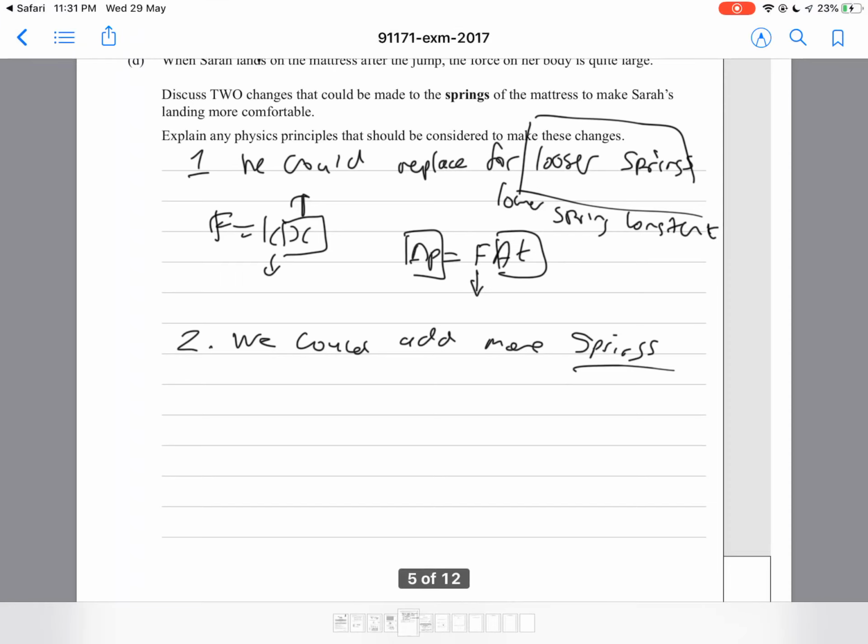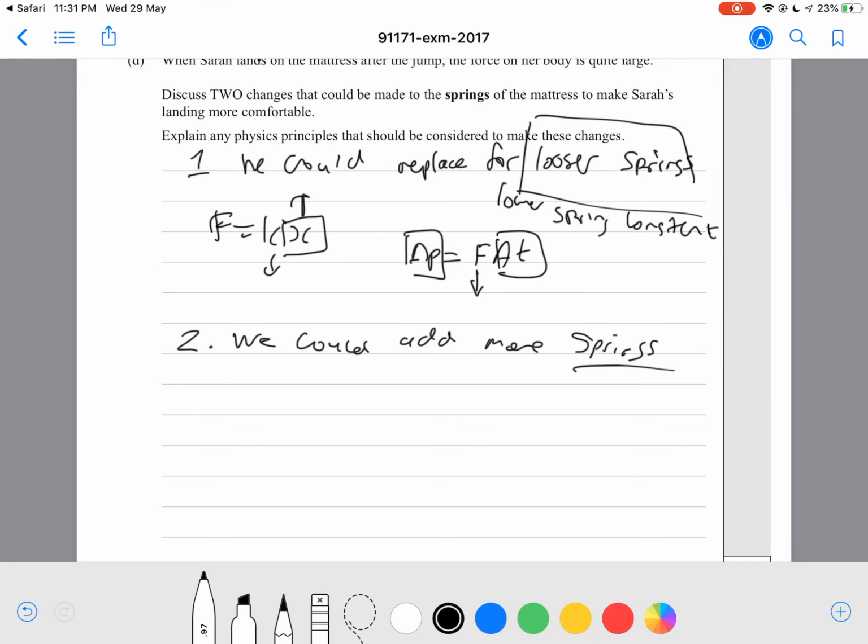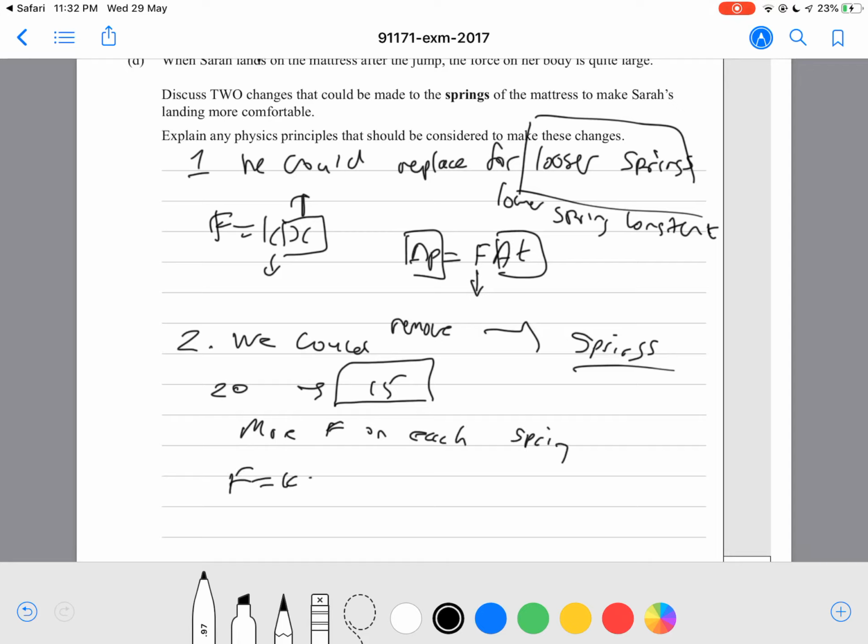Okay, so we could also think it's remove some springs. If we remove springs, let's say there's 20 springs, we can say there's only 15 now. So now Jane's change in momentum is distributed across 15 springs. So it's a lower amount of springs, therefore there's more force on each spring. And therefore F equals kx. So the force on each spring has gone up.